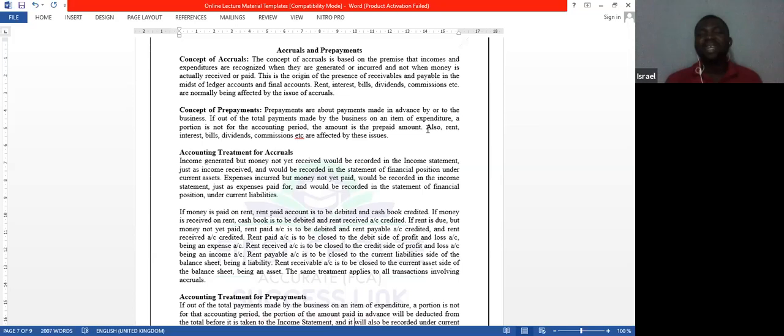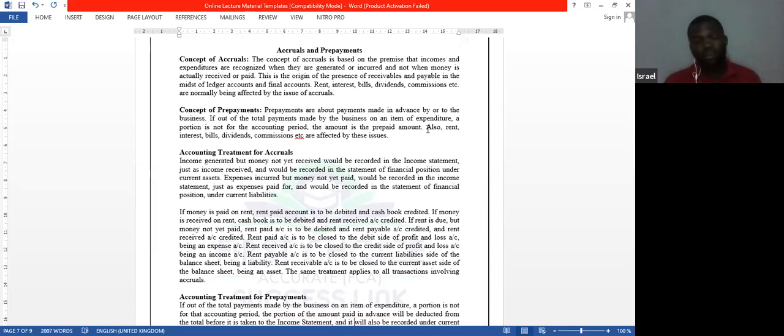It will be recorded in the income statement, which is also known as the statement of profit or loss account, just as income received. So I'm going to record that you have received, even though you have not received, and it will be recorded in the statement of financial position under current assets. Expenses incurred but not yet paid will be recorded in the income statement just as expenses paid for, and will be recorded in the statement of financial position under current liabilities.